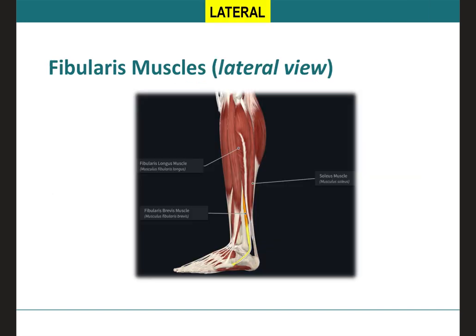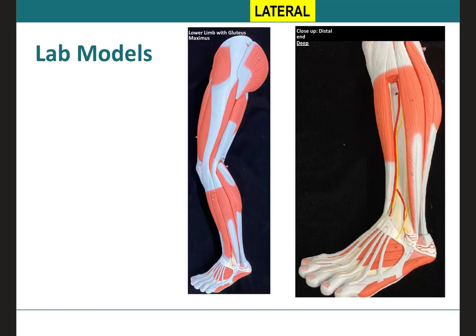Here again is just another image. This would be your fibularis longus. And you can see your fibularis brevis is just a little tiny muscle underneath over here. But both of them will evert the foot at the ankle. On the lab model, this will be your fibularis longus, and this tiny muscle over here will be your fibularis brevis. But notice how they are on the lateral side of the foot, therefore they will evert the foot.